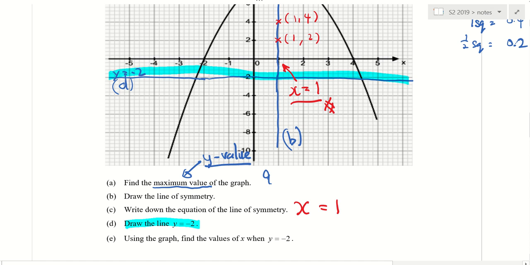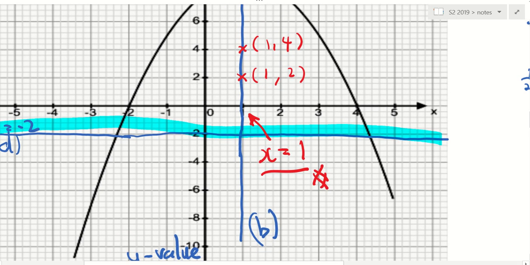Now, last question. Draw using your graph. So, we cannot solve simultaneously. Use your graph. Find the value of x where y equals to negative 2. X, that means you want the value of x. Let's zoom in again. Where exactly did the blue line and the curve meet?